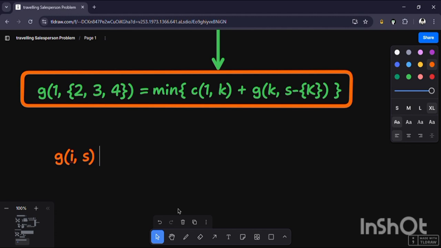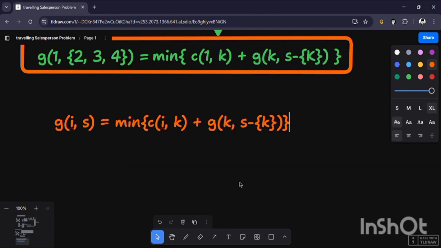Now let's generalize it for g of I comma s. So what will be the representation of this when g of I comma s? This will become minimum of cost of I, I was at I. So from I I have to go to K. I comma K plus cost of the remaining path, that is g of K comma S minus K, right? Okay. So this is the generalized form of this equation.